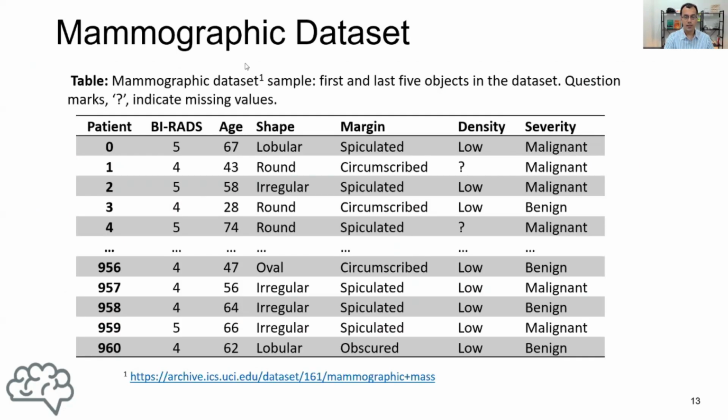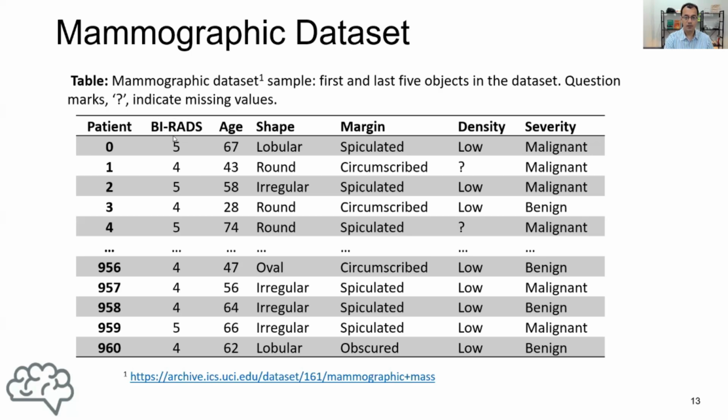To illustrate, let's take the case of the mammographic dataset. This dataset is available at the University of California at Irvine Data Repository. The link is here in case you want to download the data. This dataset is about mammographic exams. In these exams, they take some specific measures of a mass that is captured within the image exam.